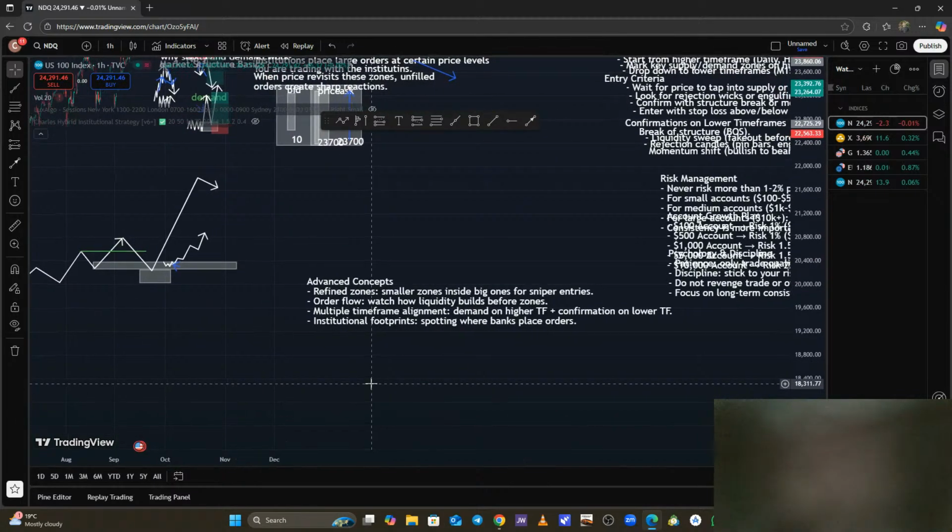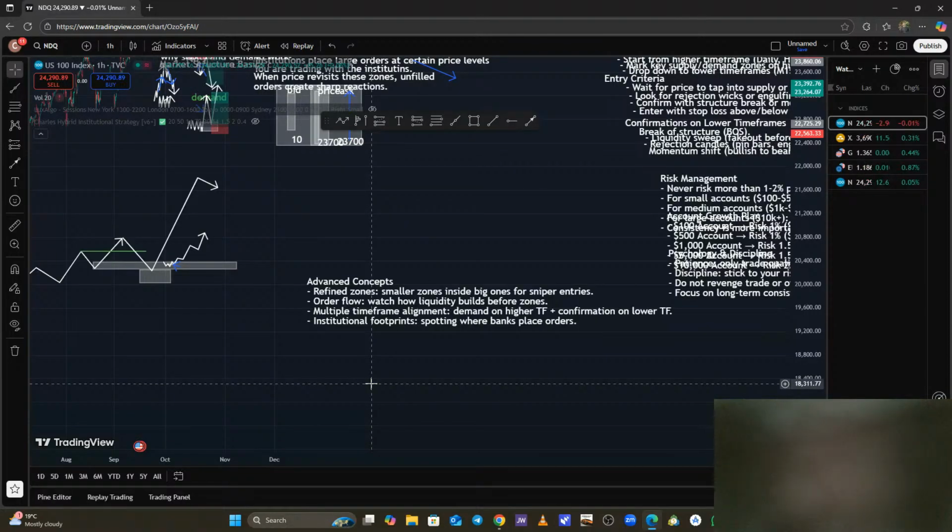Number two, order flow. Watch how liquidity builds up before the zone. So I'll explain that. Multiple time frame alignment. So if your demand zone is on a higher time frame and confirmations on lower time frames match, like they are at par, then that's the best thing you need to do to trade that specific zone.